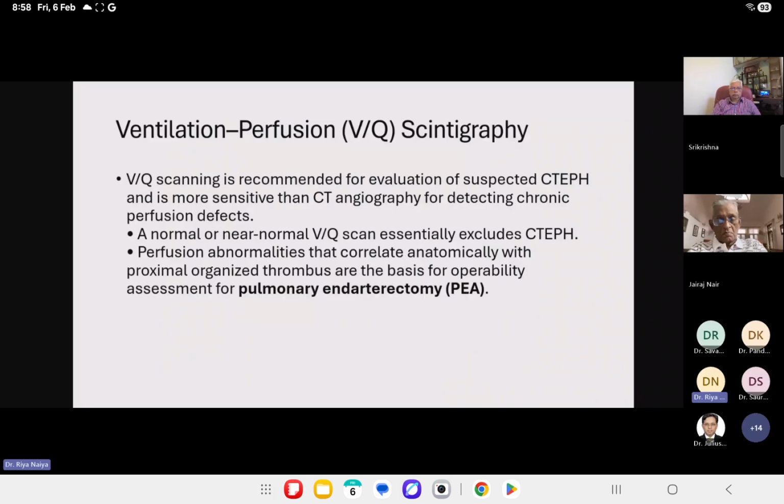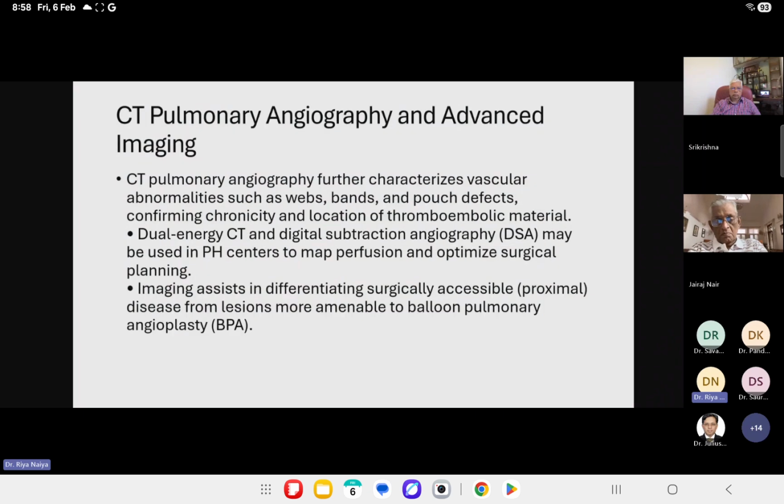CTPA and advanced imaging. CTPA further categorizes vascular anomalies like webs, bands, and pouch defects, confirming chronicity and location of thromboembolic material. Other modalities like dual energy CT and digital subtraction angiography may be used in PH centers to map perfusion and optimize surgical planning. Imaging helps us differentiate whether we can operate, that is, the lesion is surgically accessible and more proximal, or whether lesions are more distal and more amenable to balloon pulmonary angioplasty.